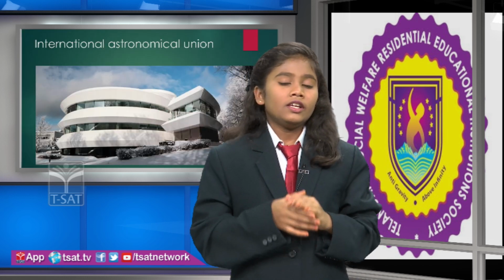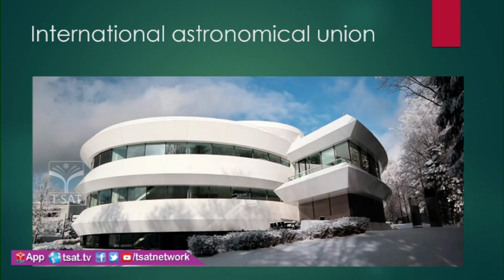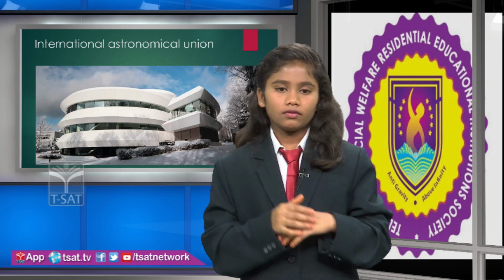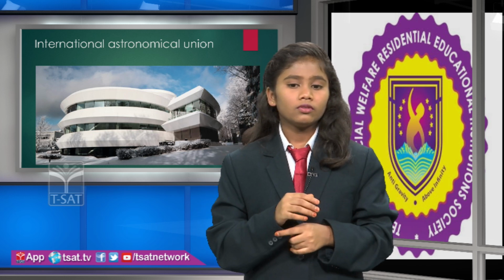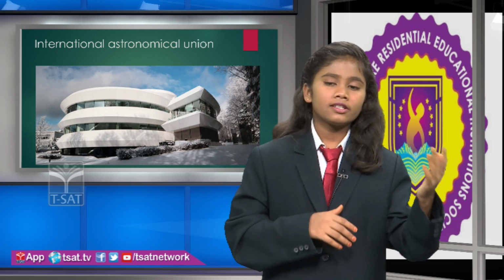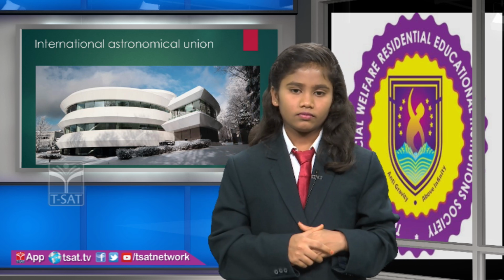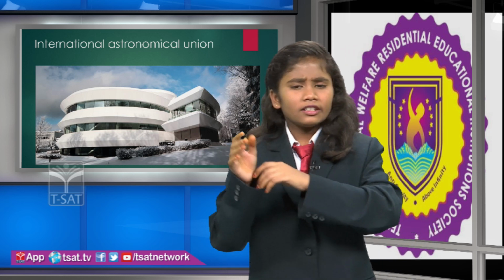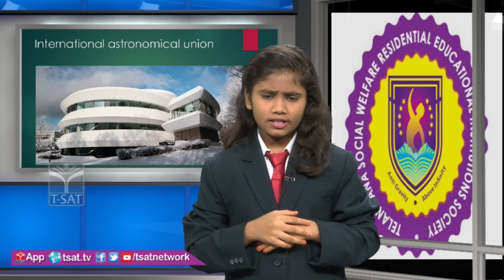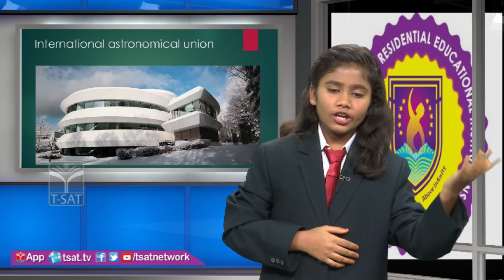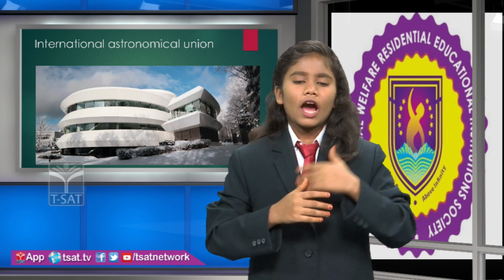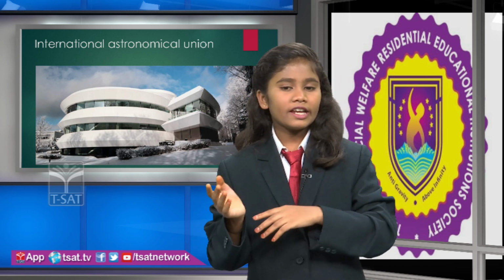IAU. Here you can see the IAU building. It is located in Paris. It is a member of the International Science Council, ISC. Its main aim is to promote and safeguard the science of astronomy in all its aspects, including communication, education and development through international cooperation.